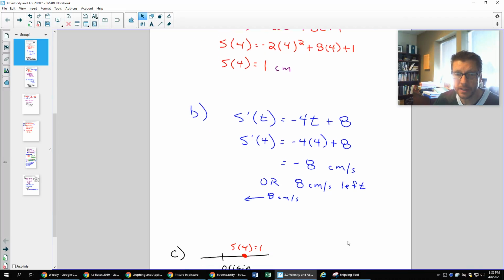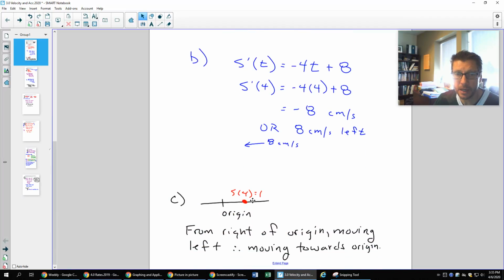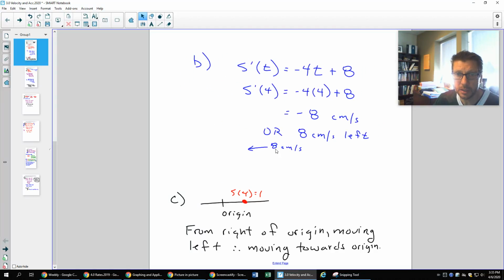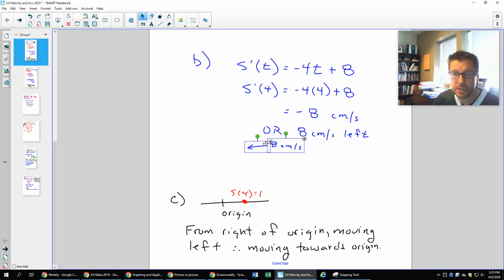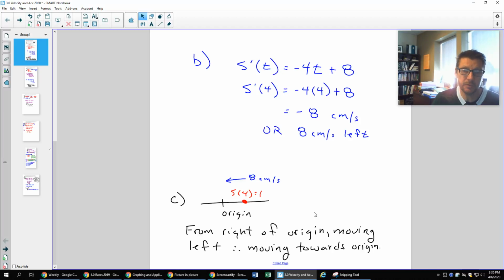So if I grab my little diagram down here, I am at 4 seconds. I am at 1, and I recognize that my object is moving to the left. So I am right of the origin and moving left, so I'm moving towards the origin. If you ever have to tell somebody if you're moving away or towards something, make sure you know where they are first of all, then make sure you know the direction that they're moving in, and then figure out if they're moving away or towards.